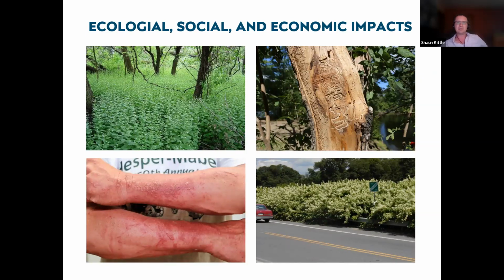So next, I'm going to get into a couple social impacts. Emerald ash borer, top right there, is an invasive insect that kills ash trees, including black ash, which are vital for traditional basket weaving practices of native Northeastern people. Social impacts can also include human health. One example of that is the sap from wild parsnip and giant hogweed produces some really nasty chemical burns when exposed to sunlight, and you can see that in the lower left there.